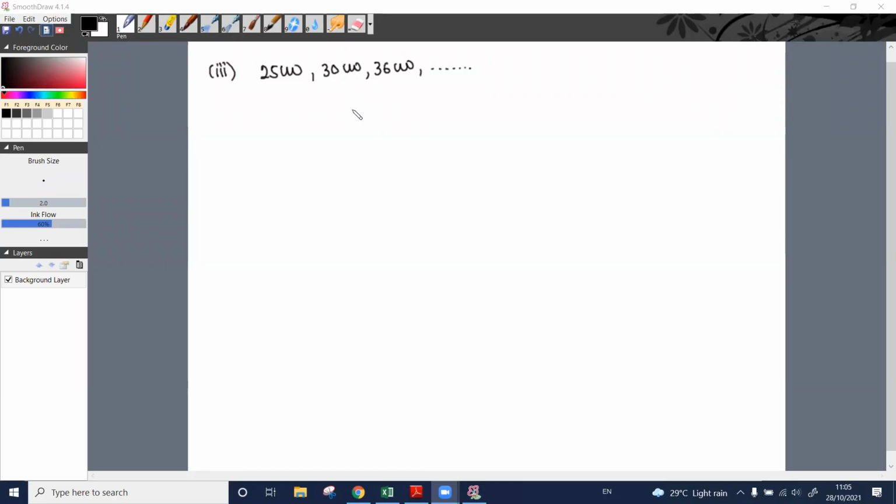We have discussed 2 specific progression types, arithmetic and geometric. What is this progression? Is it an arithmetic progression or a geometric progression? Arithmetic, there should be a common difference. 30,000 minus 25,000 is 5,000, but here the difference is 6,000. So there is no common difference. So this is not an arithmetic progression.